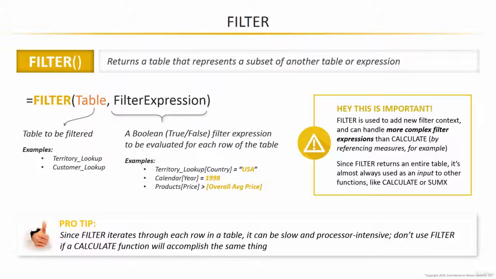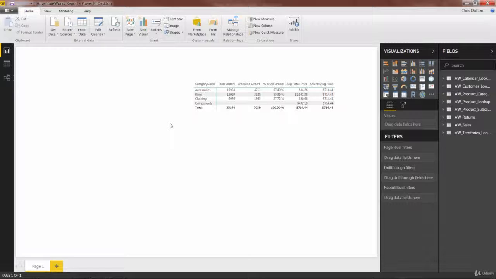So let's open up our AdventureWorks file and practice creating a brand new measure using this filter function. Once you're back in your AdventureWorks report, remember that we added this overall average price column by combining calculate and all. Now, using that column, I want to create a measure that will calculate our total orders, but only for products that are greater than the average price. So I want to see sales for higher than average priced items.